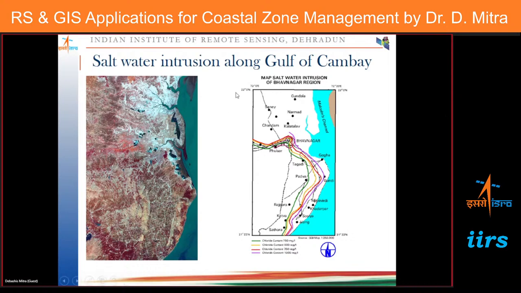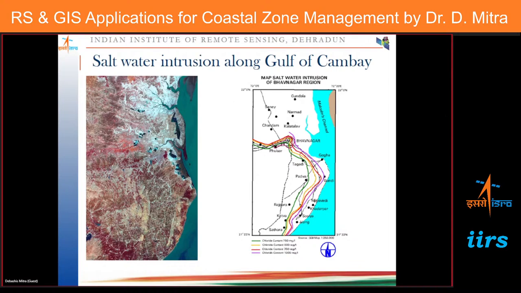So the safe contour, that is 250 mg per liter, is far away from the coast. This distance is around 25 kilometers from the coast. So only the places situated more than 25 kilometers from the coast are getting good, healthy quality potable water.